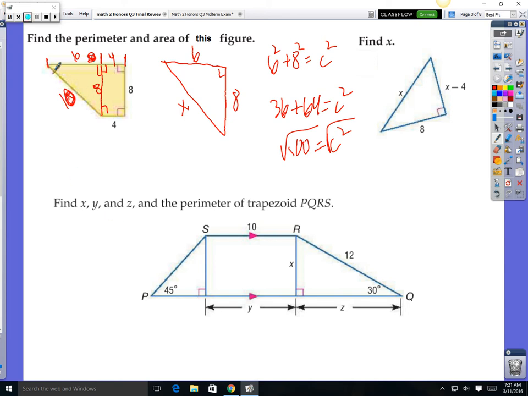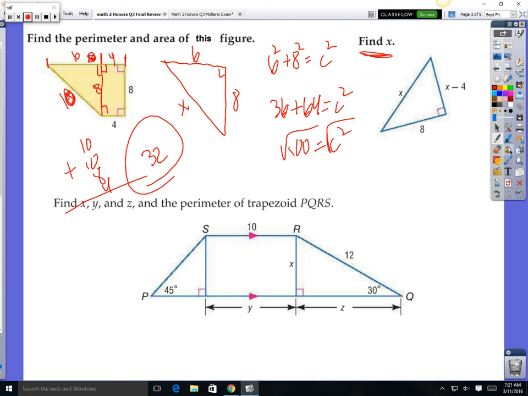So the perimeter, I'm going to do the hypotenuse, that's 10. Add this piece, that's another 10. Add this piece, that's 8. Add this piece, that's 4. So 10, 20, and 12. So 32 feet or miles or whatever it is. The perimeter is going to be 32.